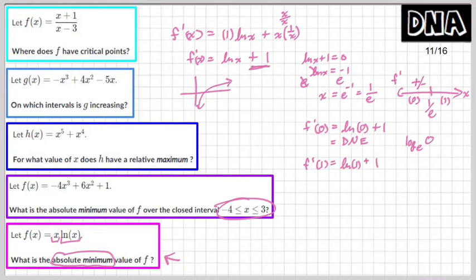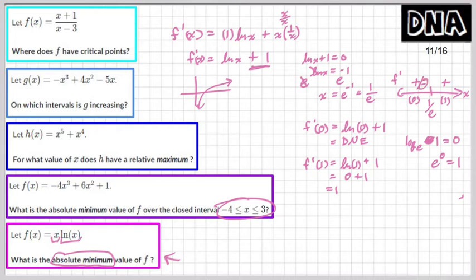So I have natural log of 1. What power of e gives me 1? That would be 0. So I have 0 plus 1. E raised to the 0 power equals 1. That's why this equals 0. Okay, so 0 plus 1 is 1. So this is positive over here. But we need to know if we're positive or negative before the 1 over e.